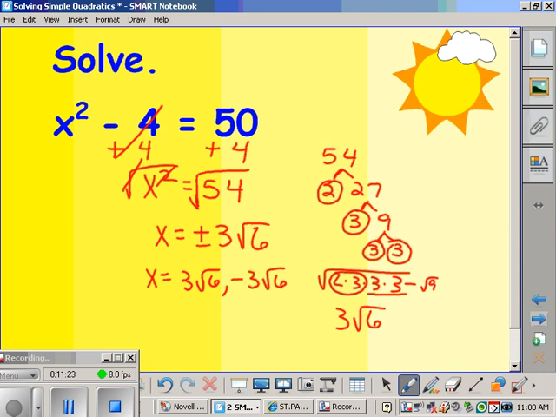I'm sorry, negative 3 radical 6. And those would be our two x-intercepts, which we could put in the calculator and get their decimal values, but we're not going to.